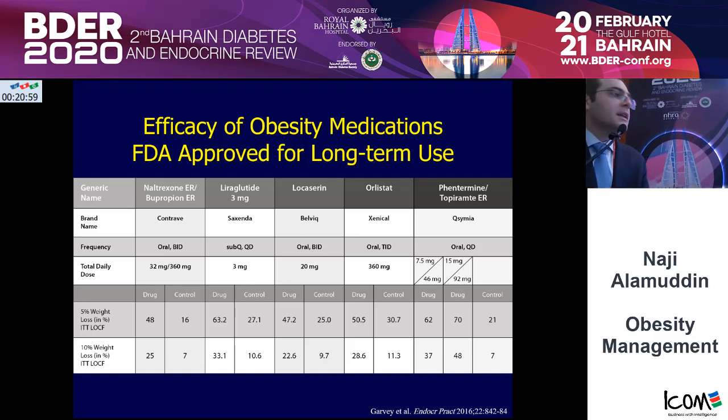This is from the Endocrine Society, another way of looking at this. 5 to 10% weight loss are very important parameters to look at. With phentermine topiramate, almost 50% of patients are able to lose 10% of their weight. 33% of patients on liraglutide are able to lose 10% of their weight. This is the 5%. I'm sorry I'm going a bit quicker just because we're shorter on time now.